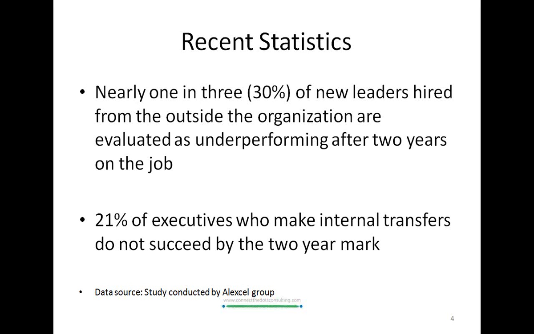The scary statistics continue to be validated. Nearly 1 in 3, 30% of new leaders hired from the outside organization are evaluated as underperforming after 2 years on the job. 21% of executives who make internal transfers do not succeed by the 2-year mark. It's important to remember to consider including internal transfers or promotions in your audience for a leadership onboarding process. This group is also at risk, and many assumptions are made by both the leader and the organization.